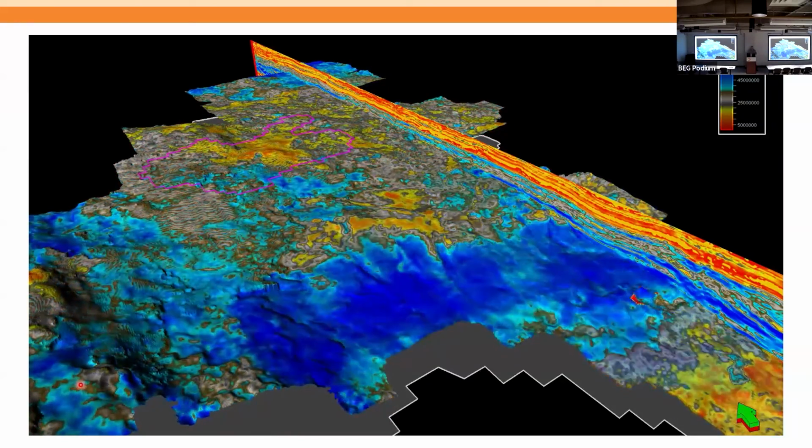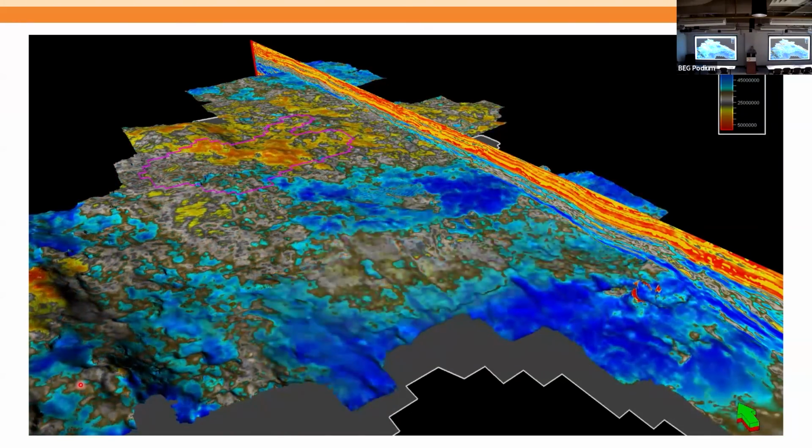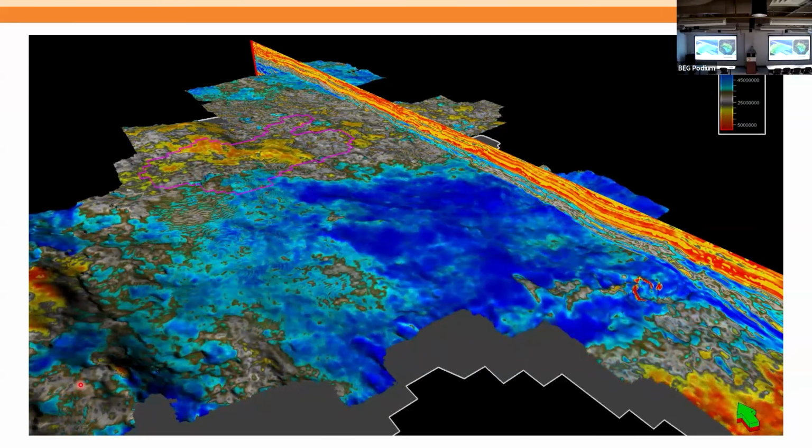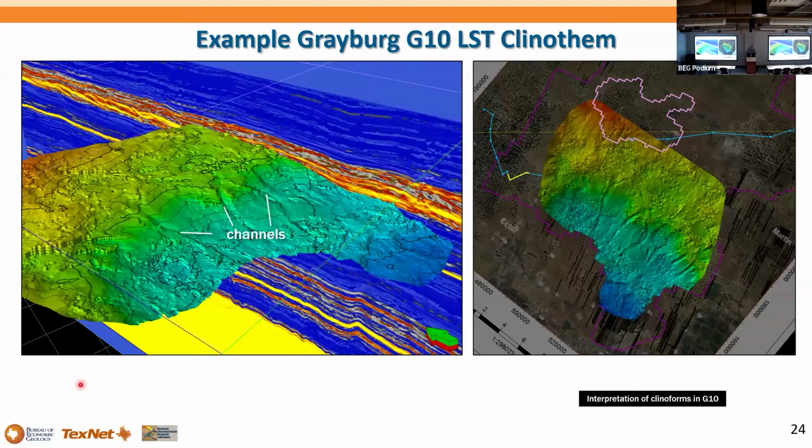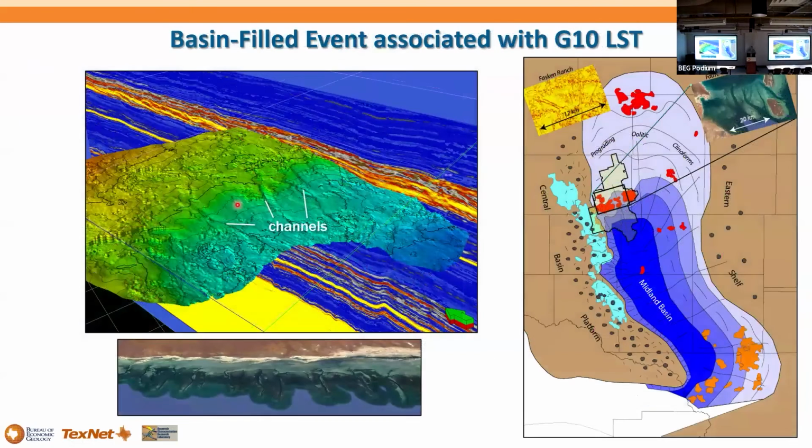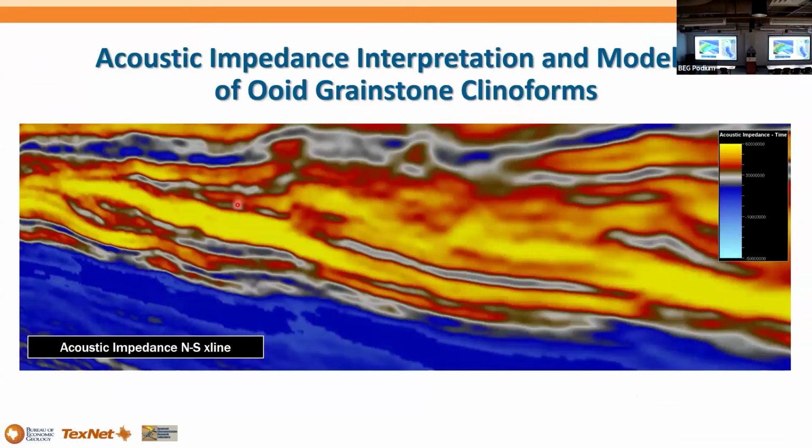So all that stuff, lots of work, very important. Got to keep plugging away at the software to make all this stuff happen, and it's pretty time consuming. So here's some more examples of those channels in the Grayburg Clinothem, and this is Charlie's conceptual geological model referencing the actual depositional environment analogs in northwestern Australia.